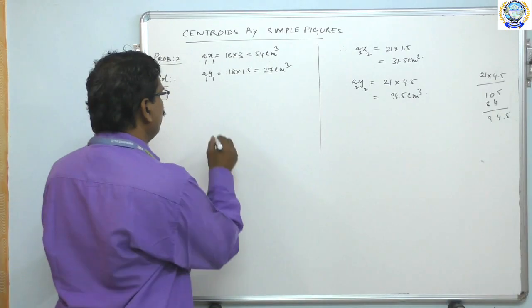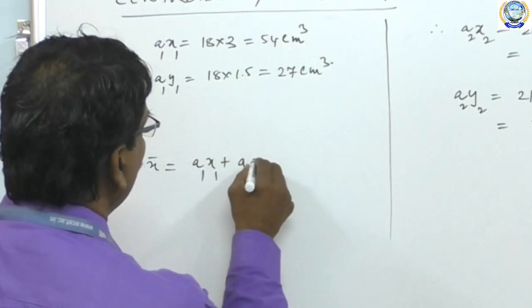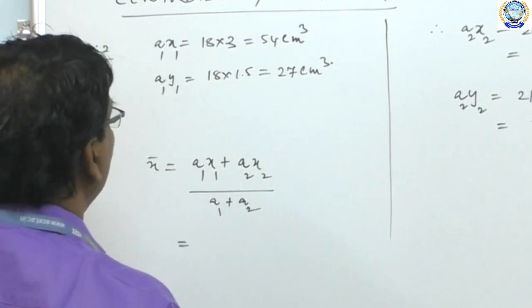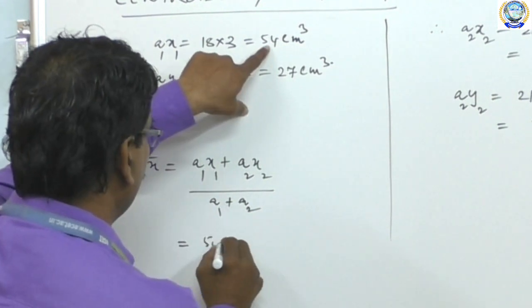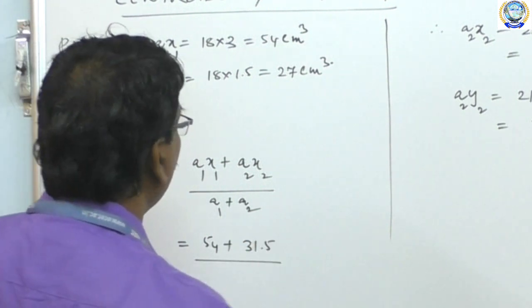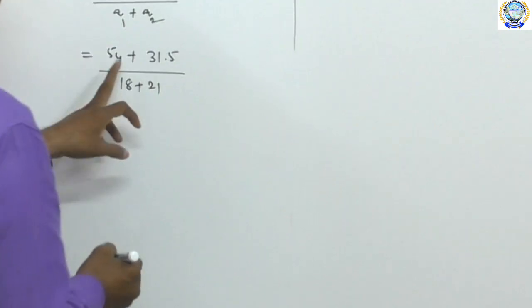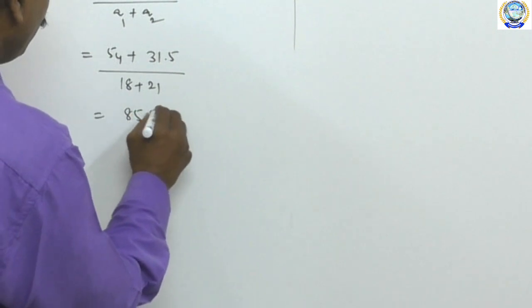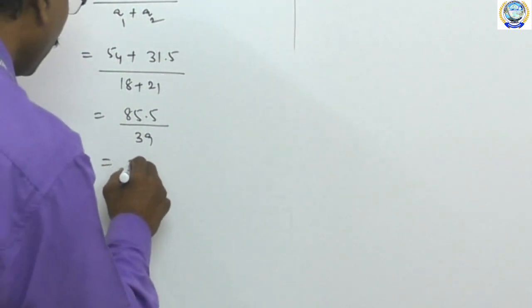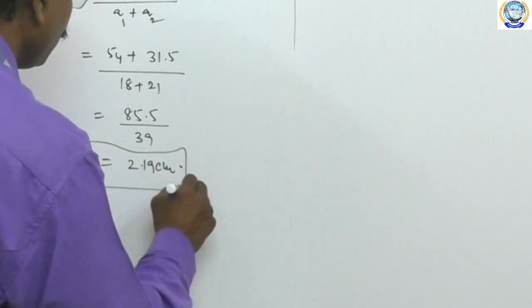94.5. To find X bar and Y bar, X bar is equal to, we have a specific formula, A1X1 plus A2X2 by A1 plus A2. That implies A1X1 is equal to 54 plus A2X2 is 31.5, divided by A1 plus A2, which is 18 plus 21. Adding both of them, we get 85.5 by 39, which is approximately 2.19 centimeters. Therefore, X bar is equal to 2.19 centimeters.